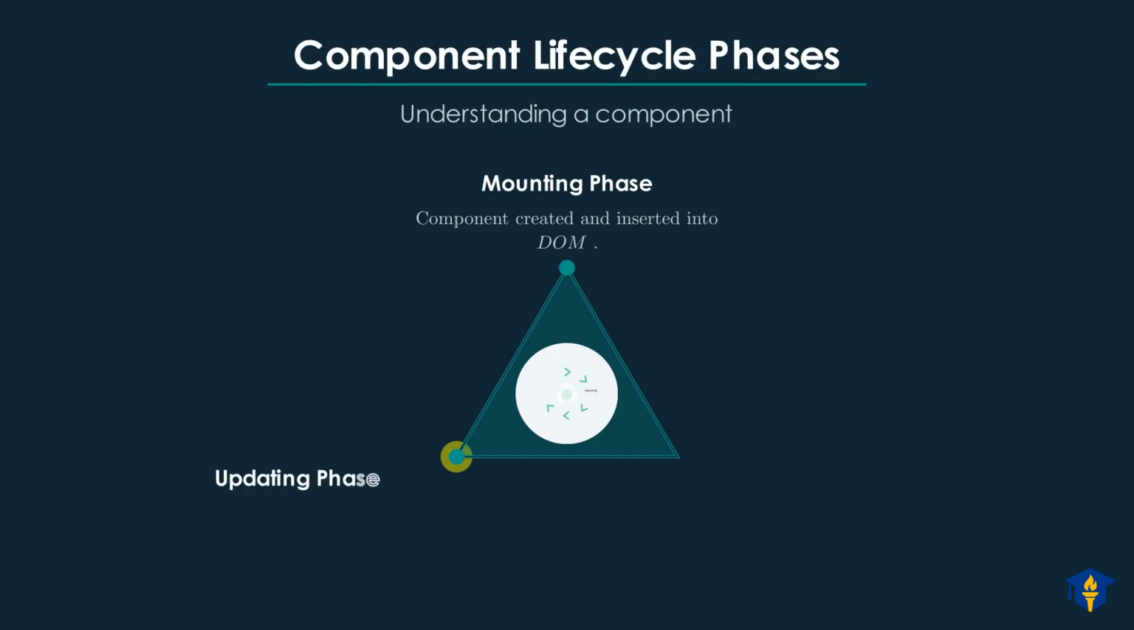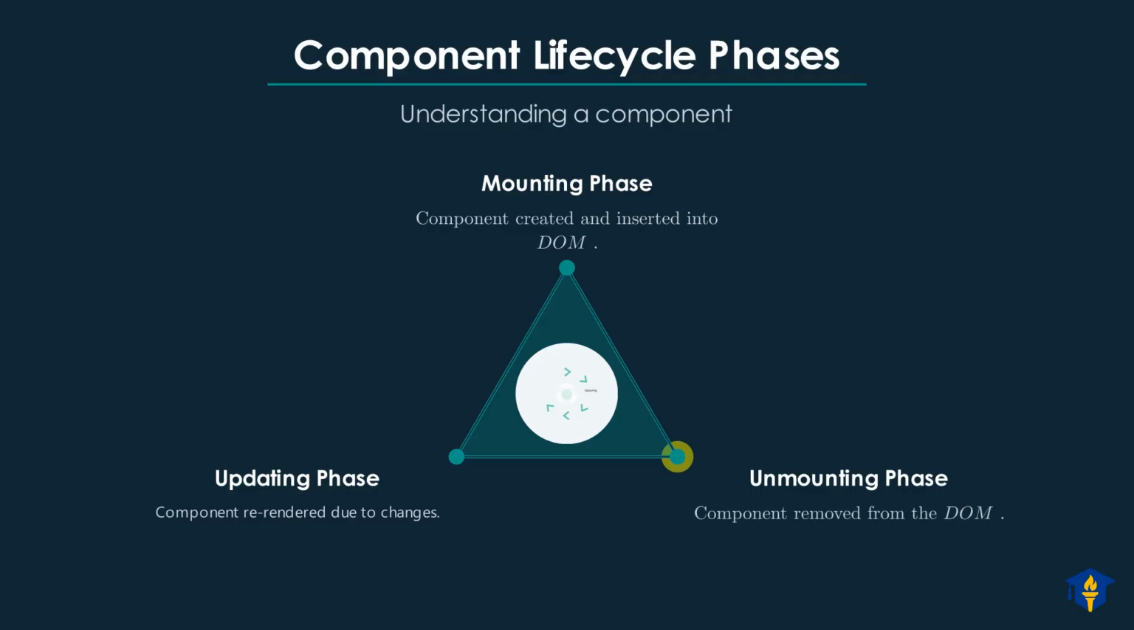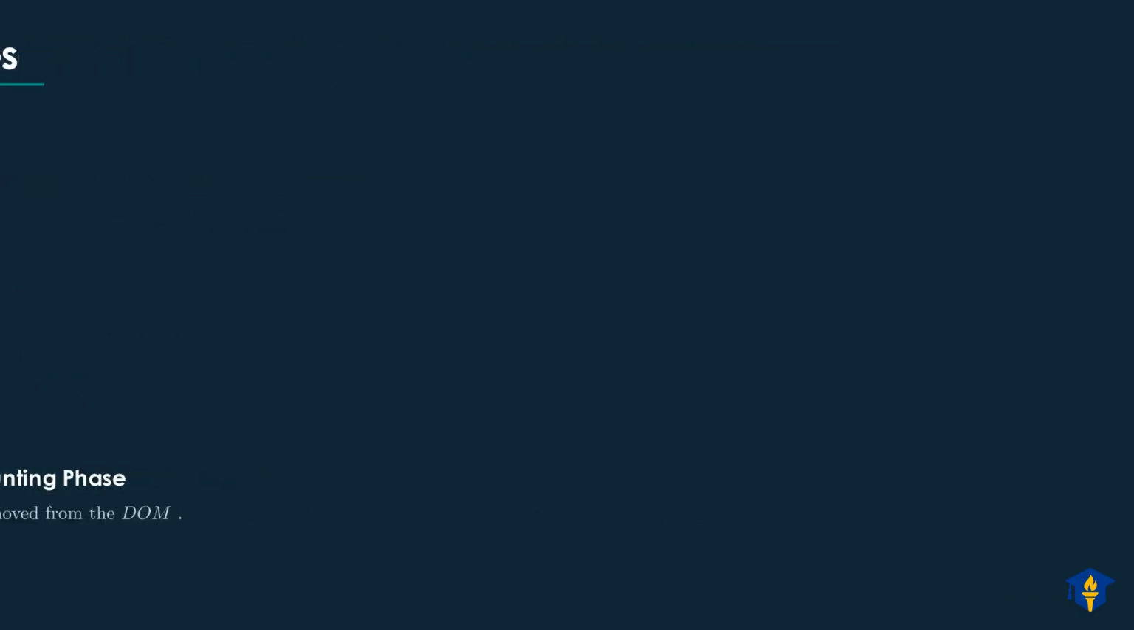Next, we have the updating phase, which occurs when a component needs to refresh its display. This phase is triggered whenever the component is re-rendered due to changes in its state or props. Finally, there is the unmounting phase, when a component is removed from the application. In this final phase, the component is completely removed from the DOM, cleaning up its resources.